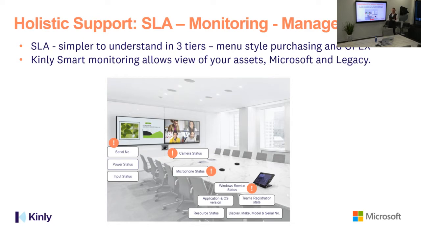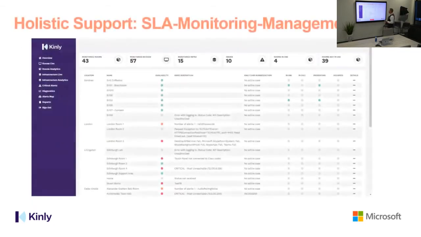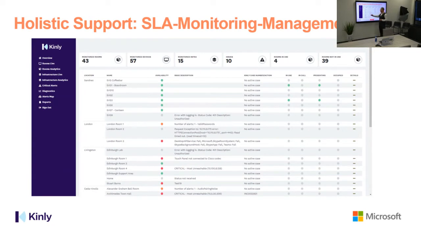You can see which rooms are online, which rooms are down, what issues are being thrown up from the rooms. We know about serial numbers, camera statuses, microphone statuses, et cetera, et cetera. A lot of information is flying around. Here's a screenshot of what it looks like. So you can see, you've got green lights, everything's fine. Red lights, it's giving you a description.